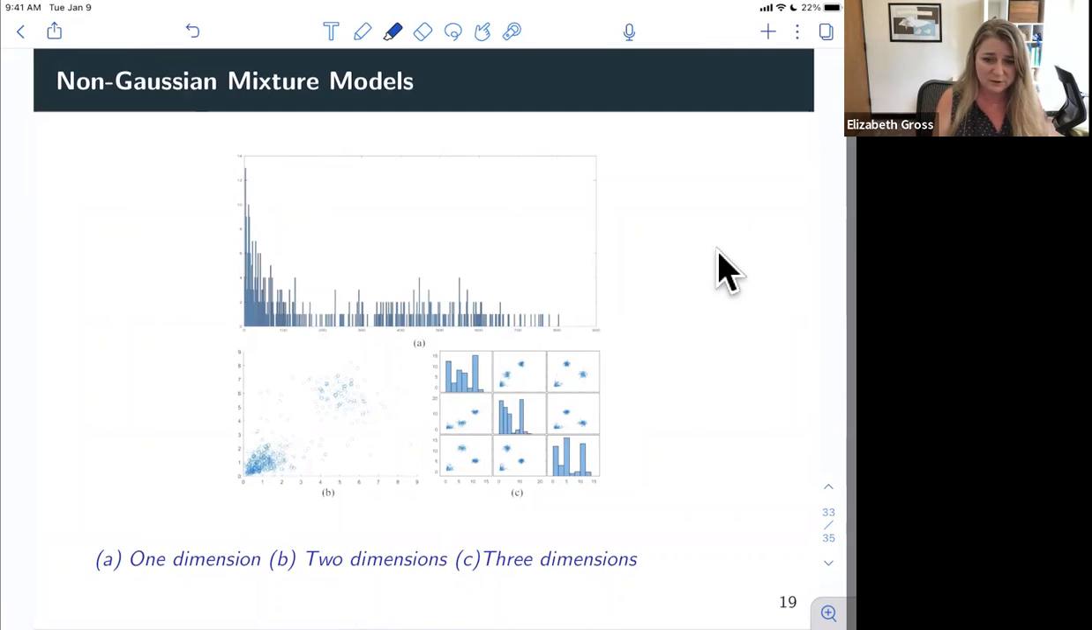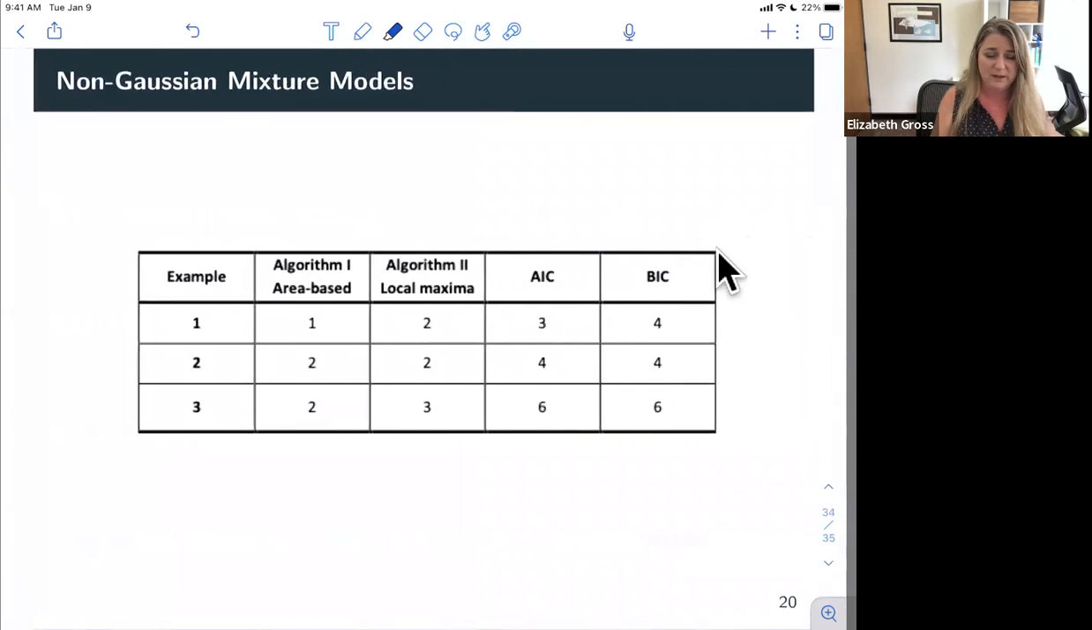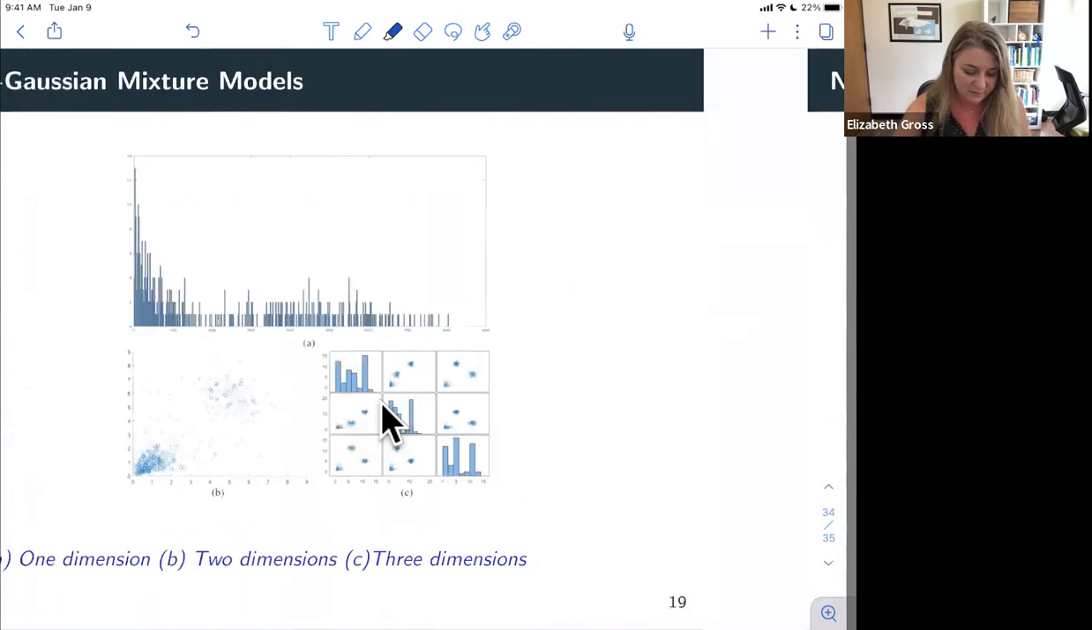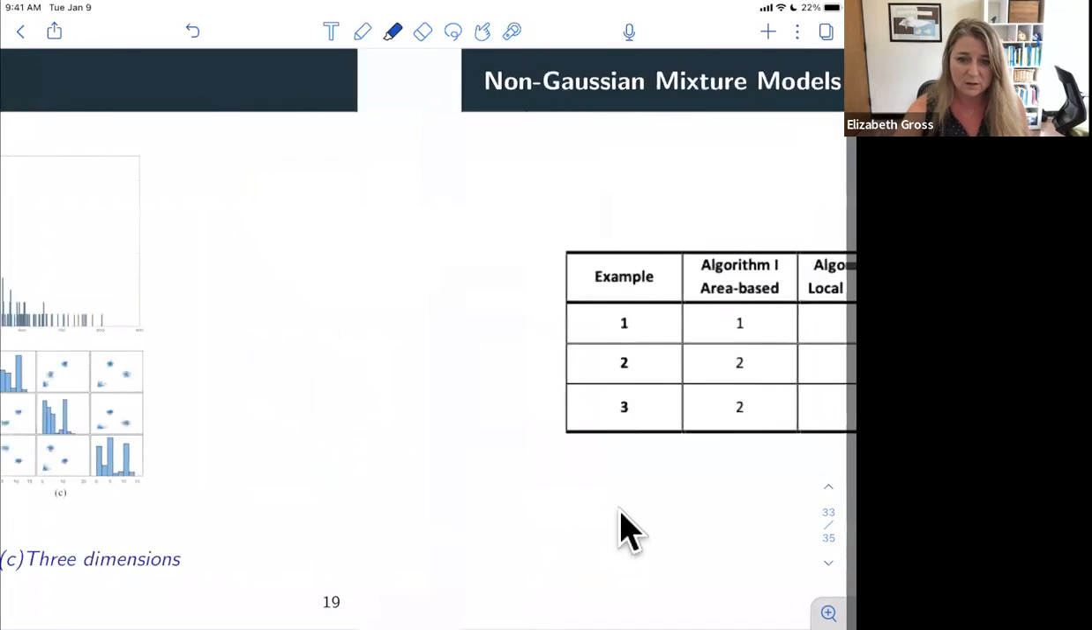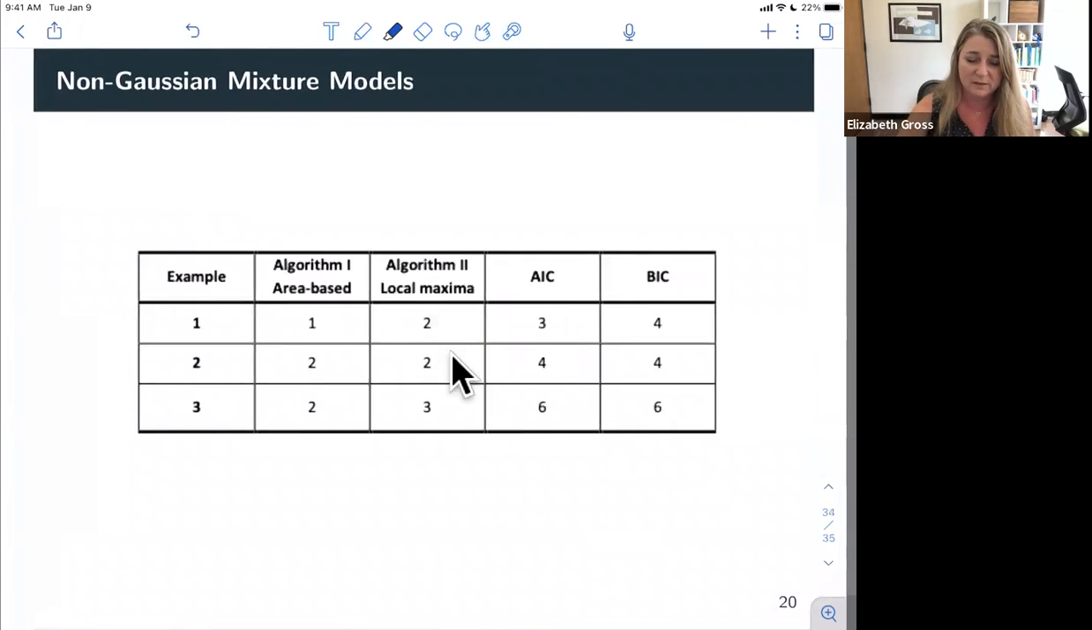And then we can also see for non-Gaussian mixture models, if I really simulate from non-Gaussian, how well does it do? Let me give you these examples, like two components, three components. And so you really want to see this 2, 2, 3 here, so the area-based algorithm had a little bit of trouble pulling out the 2, 2, 3. The local maxima approach did the best, and then AIC and BIC tend to overestimate the number of components, especially if that Gaussian assumption is not satisfied.